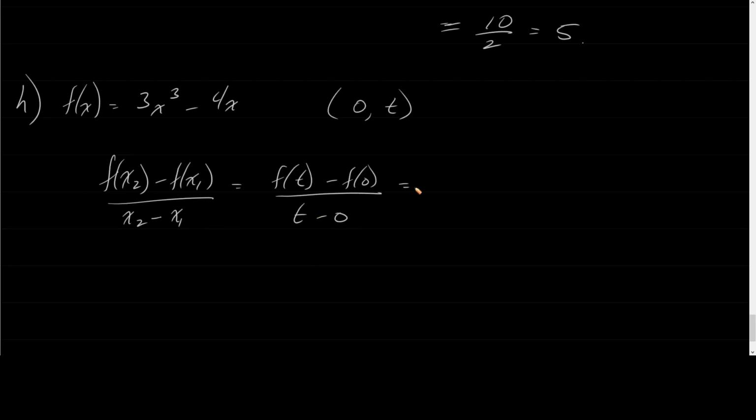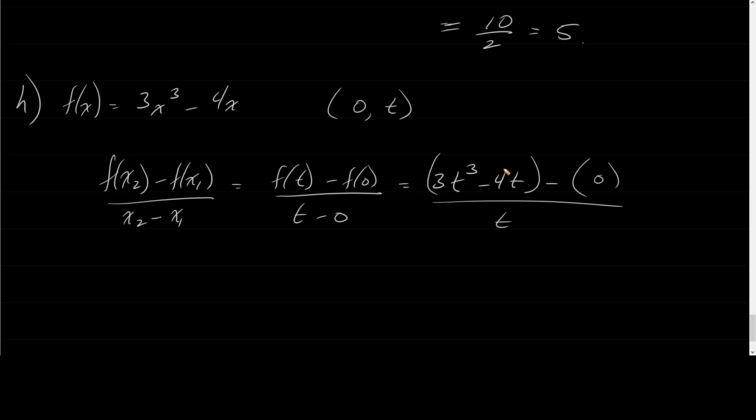And what's that going to give us? Well, f of t, just plug in t. So 3t cubed minus 4t minus plug in 0. So 0 cubed is 0 times 3 is 0. 0 times 4 is 0. 0 minus 0 is just 0. And on the bottom, I have t minus 0. That's just t.